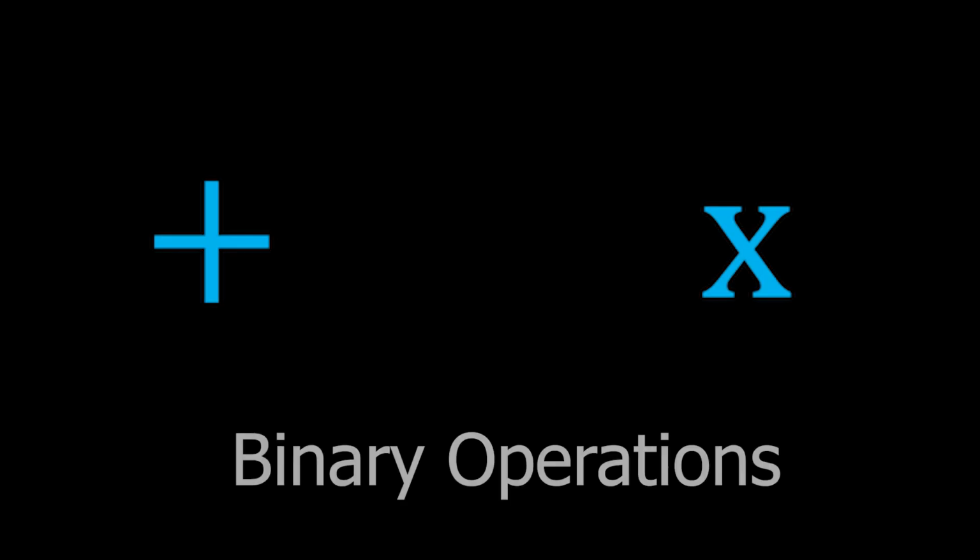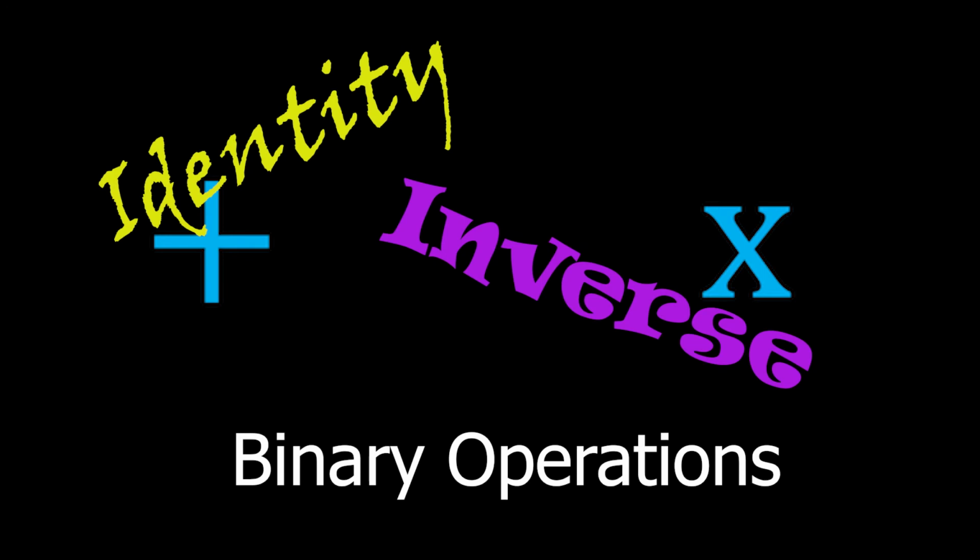Addition and multiplication are binary operations. This means they take in two inputs and spit out a new third output. They also have similar features. For example, they both have identity elements and inverse elements in their set. Identities are elements that don't change the original element.